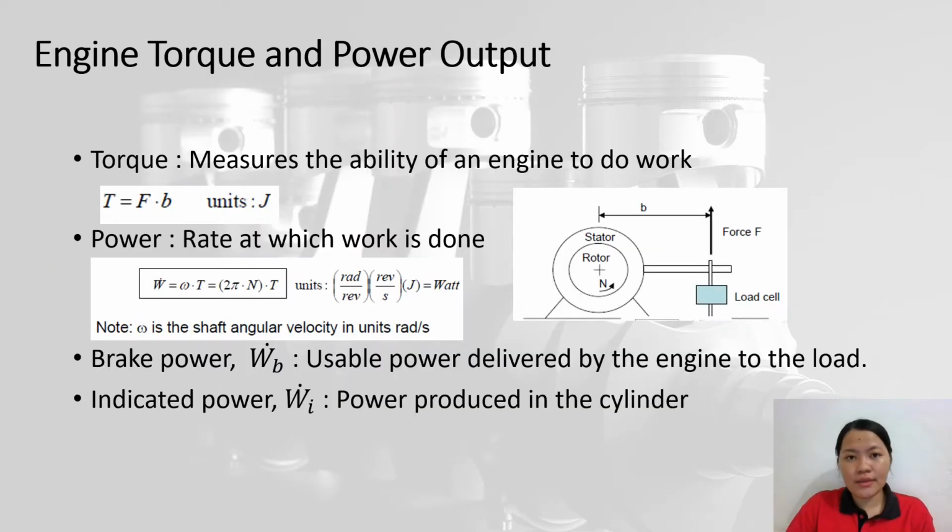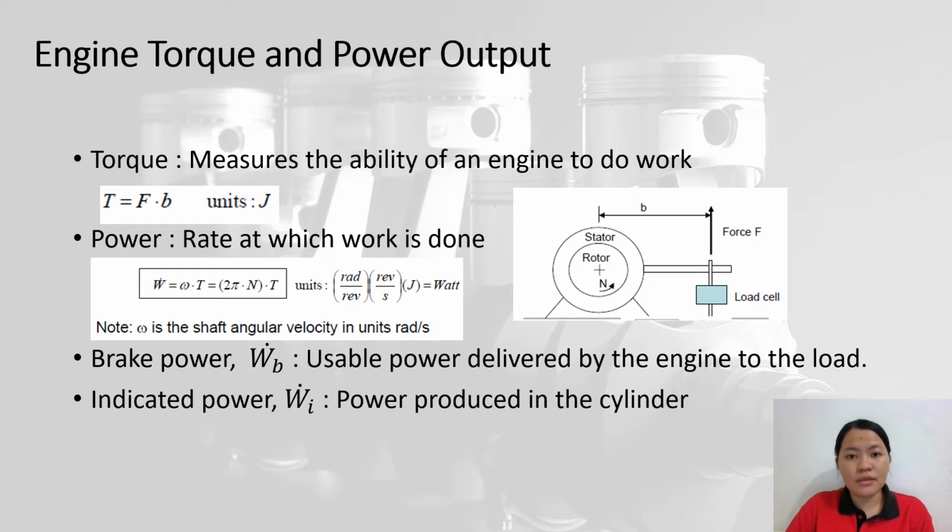A good indicator of an engine's ability to do work can be represented by its torque, and the rate of work of the engine is known as power. The power can also be defined as brake power or indicated power depending on the definition of work or mean effective pressure used in calculating the power.